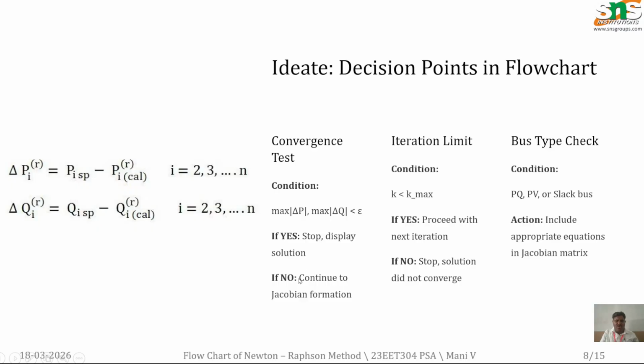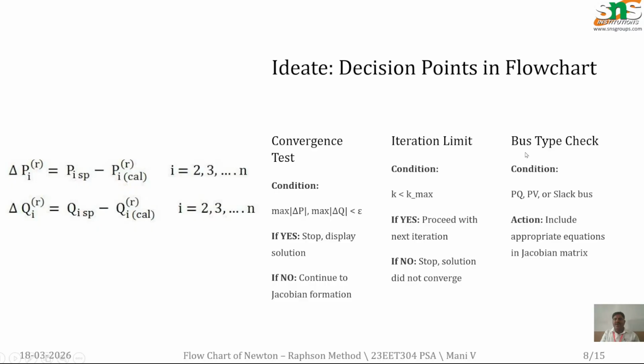If it is no, we have to continue with the Jacobian matrix. And according to the iteration limit, what is the condition? This is the maximum iteration, this is the current iteration. If the current iteration is less than the maximum iteration, we have to go for the next iteration. If it is no, we have to stop and the solution is not converging.